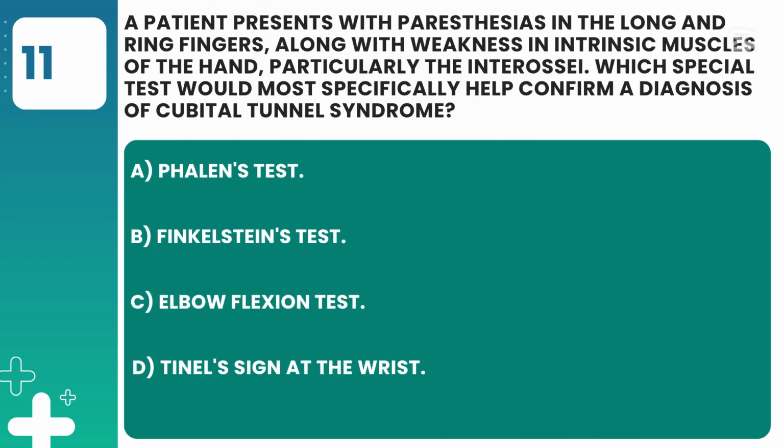Question 11. A patient presents with paresthesias in the long and ring fingers, along with weakness in intrinsic muscles of the hand, particularly the interossei. Which special test would most specifically help confirm a diagnosis of cubital tunnel syndrome? A. Phelan's test. B. Finkelstein's test. C. Elbow flexion test. D. Tinel's sign at the wrist.